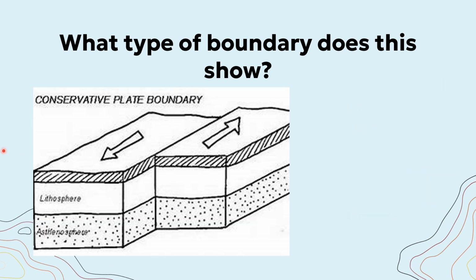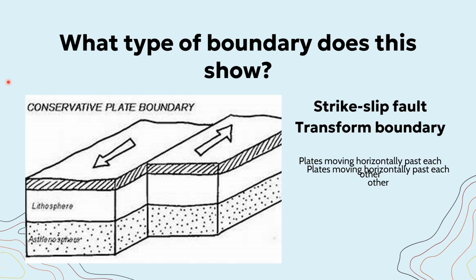What type of boundary does this picture show? So this is a strike-slip fault. It's a type of transform boundary. And you can see this by the two plates slipping past each other. You can also see this by the telltale sign that it is a horizontal movement. One plate is not moving down or up. You can see the vertical fault line right here.